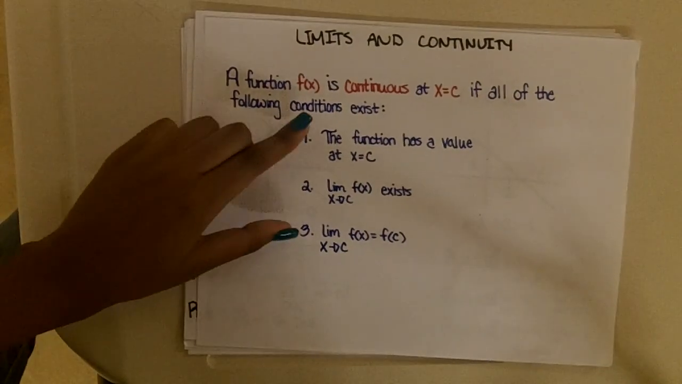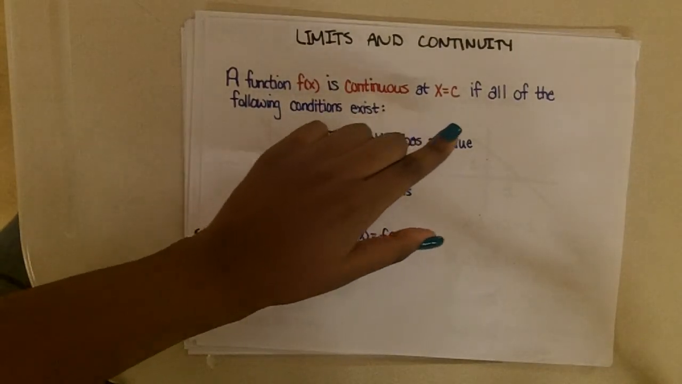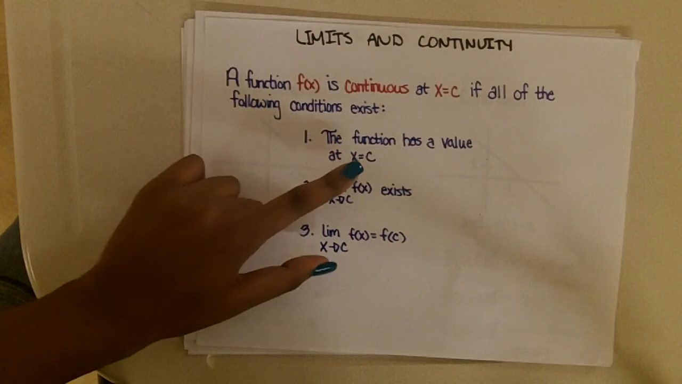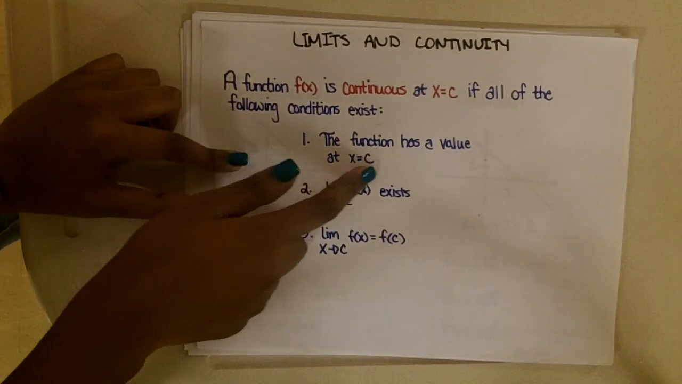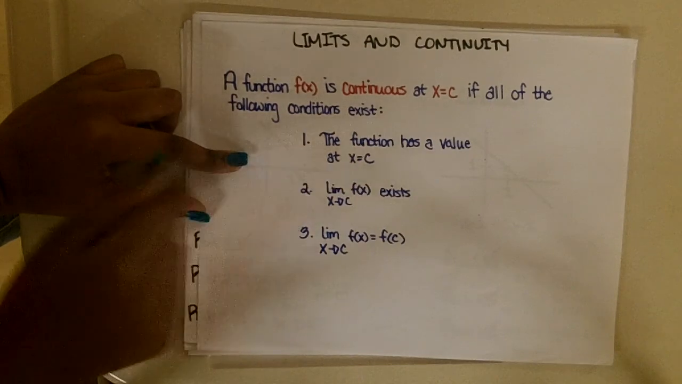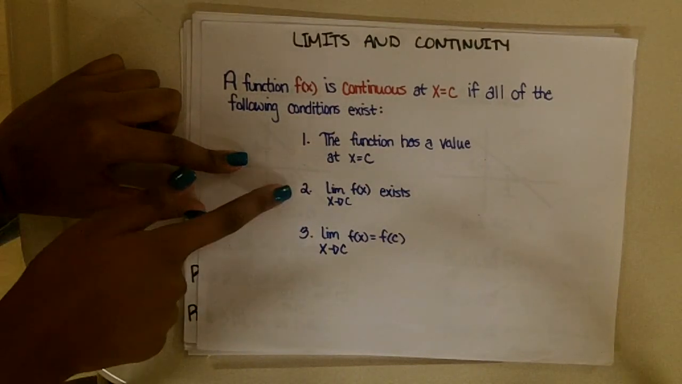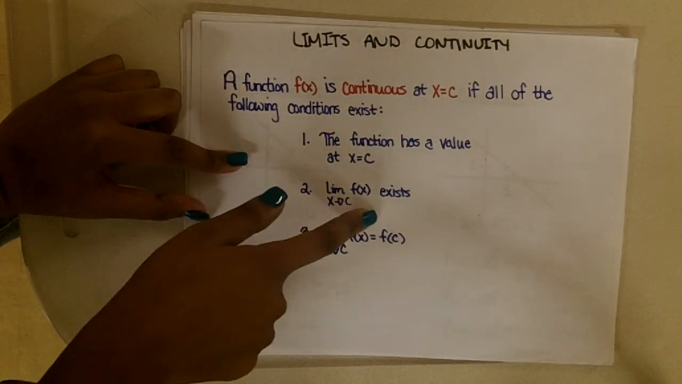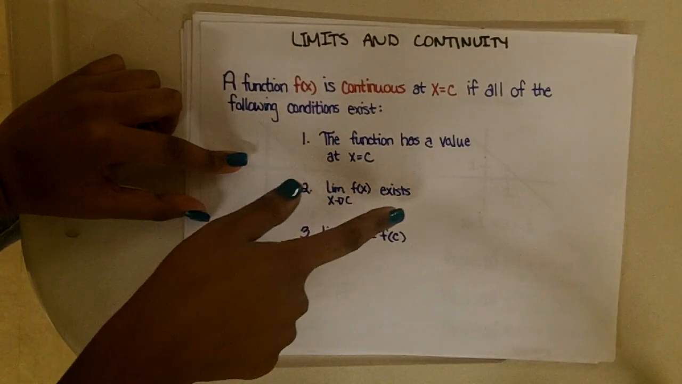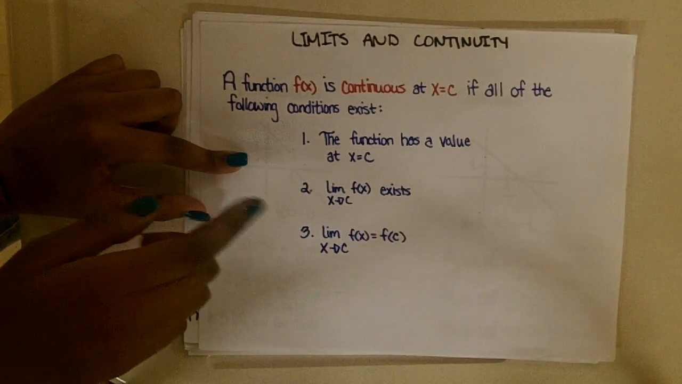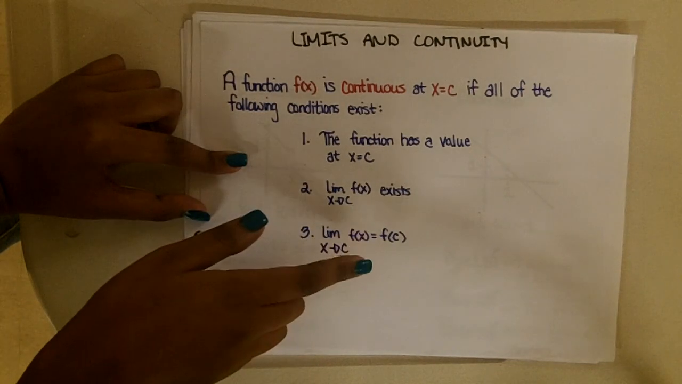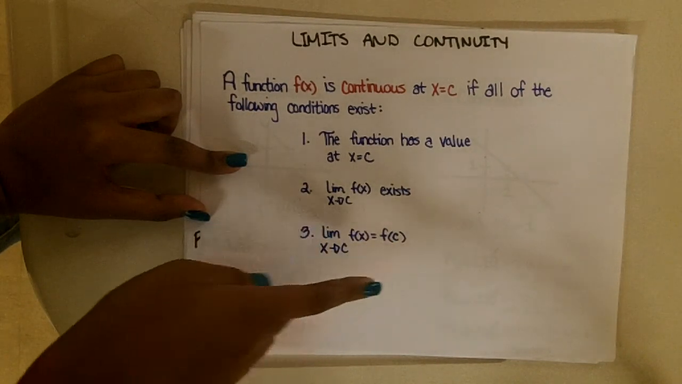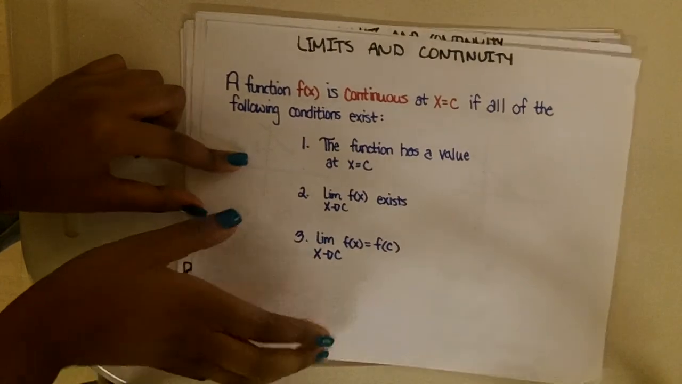A function, f of x, is continuous at x equals c if all of the following conditions hold. Rule number 1: the function has to have a value at x equals c. Rule number 2: the limit of f of x as x approaches c has to exist. Finally, rule number 3: the limit of f of x as x approaches c has to equal f of c.